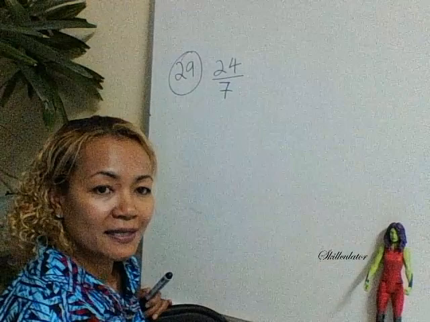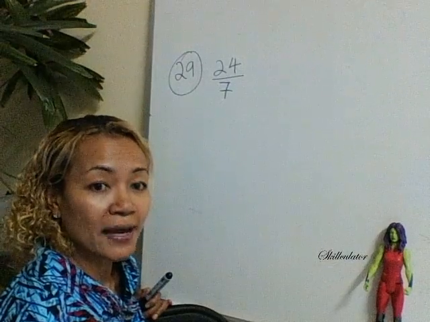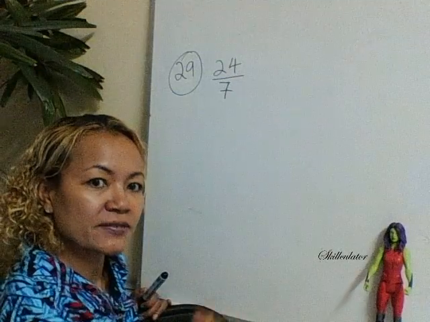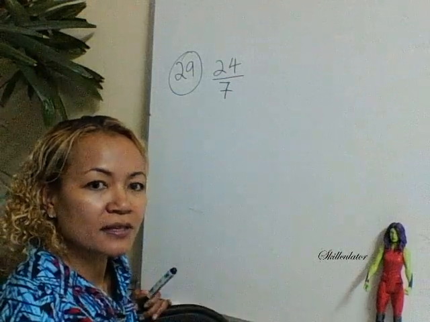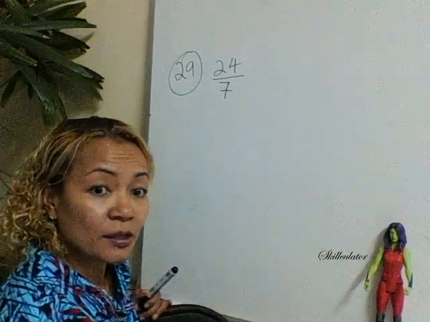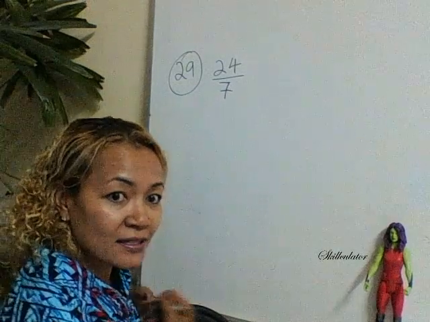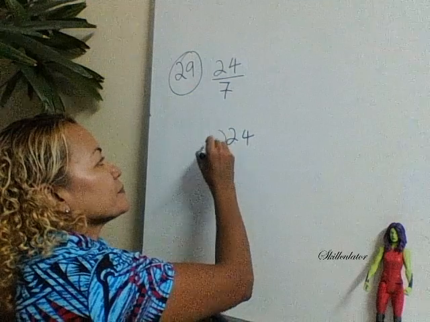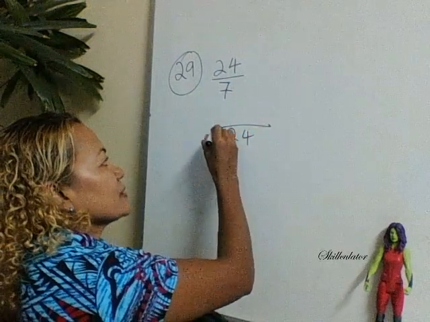24 divided by 7, convert it to a mixed number. Very quick way to approach this is do your division, maybe a long division. If it's a mixed number, there'll be a remainder. That's how these things go, right? So 24 divided by 7.